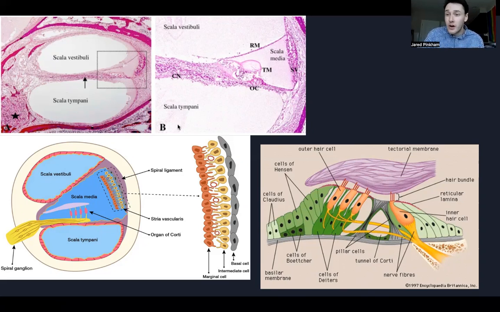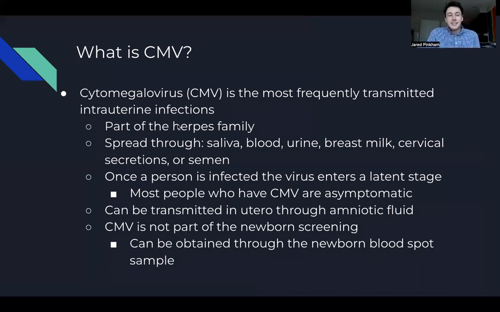So now we will move on to CMV. What is CMV? Cytomegalovirus. It is the most frequently transmitted intrauterine infection. It is part of the herpes family. And as we know with other herpes, like herpes 1, 80% of the population has it. Herpes is very easily spreadable.